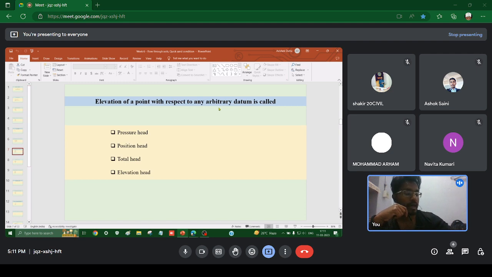This is an MSQ, multiple select question, so more than one answer can be correct. Elevation of a point with respect to any arbitrary datum is called. The options are pressure head, position head, total head, elevation head.